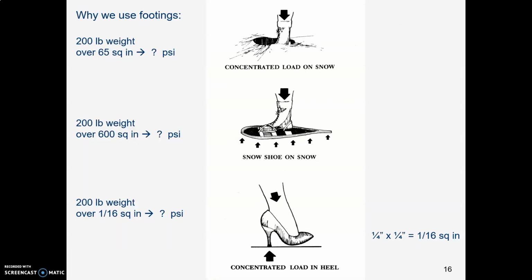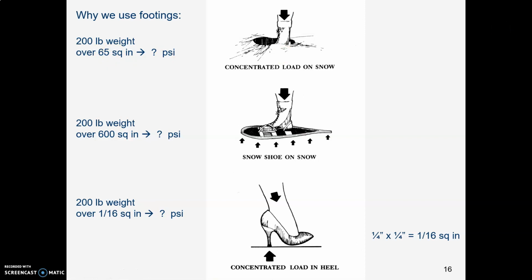This is the reason we put footings under our buildings, to spread out the force over a bigger area. And it's the reason we use snowshoes. So let's think about a boot, somebody's boot. Let's say this person weighs 200 pounds and they're walking across the snow with their boot. And I just took a random boot and measured it and found that particular random boot was 65 square inches.